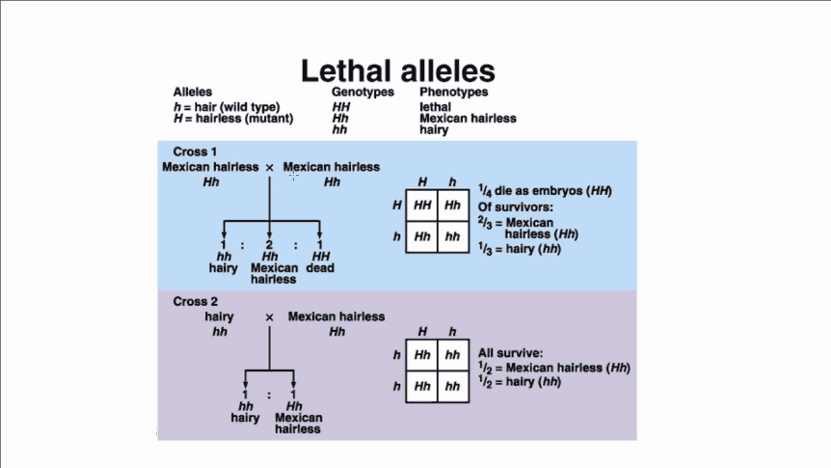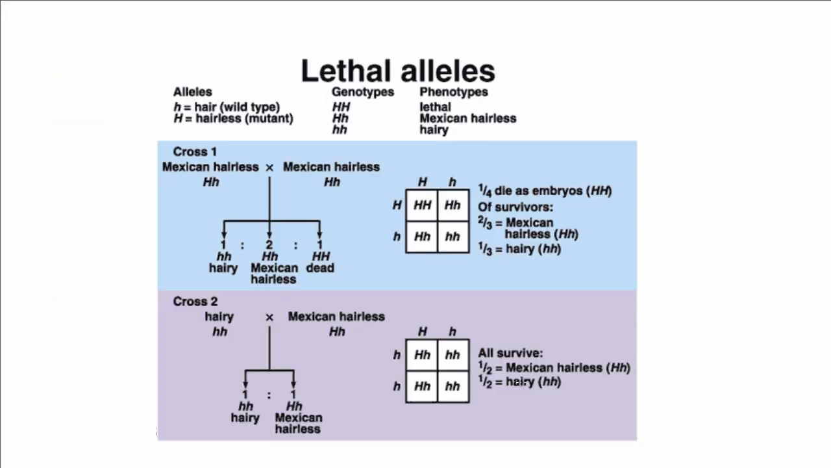So when you cross two hairless dogs, it's like you have a cross between two heterozygotes, and you would get a 1 to 2 to 1 ratio among the genotypes and a 3 to 1 among the phenotypes, but 1/4 die off. So then you get this 2 to 1 ratio. And I don't really need to cover this, but if you were to cross a Mexican hairless and a hairy dog, it'd be like a test cross, so you get a 1-to-1 ratio.